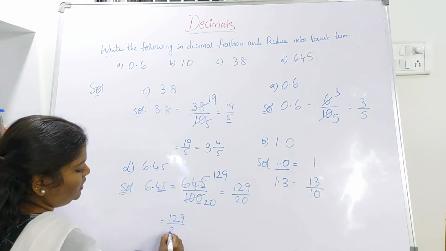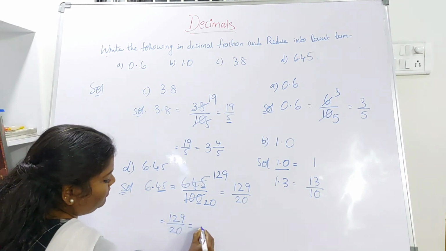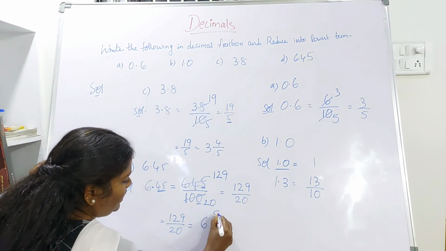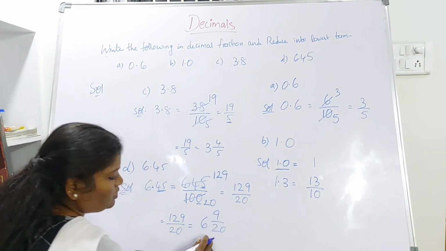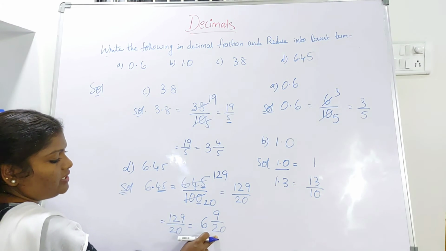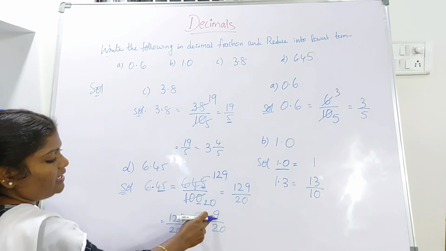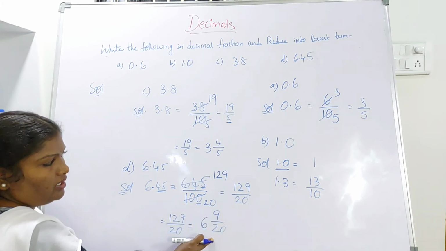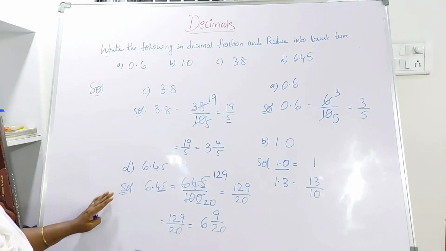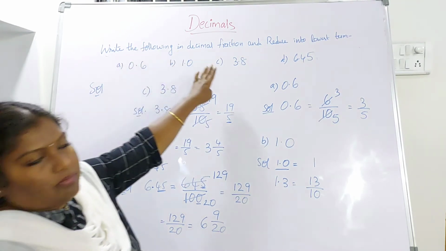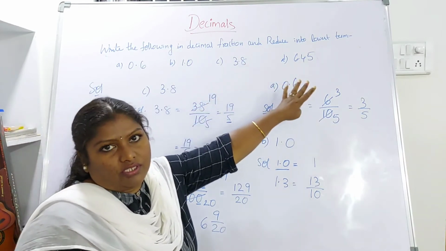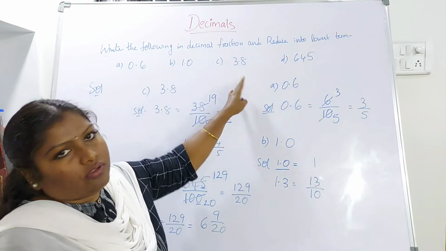129 by 20 is 6 9 by 20. So let me check. 6 into 20 is 120. 120 plus 9 is 129 by 20. Yes, hope you have understood how to convert into decimal fraction and reduce into lowest terms. So let's move on to the next topic.